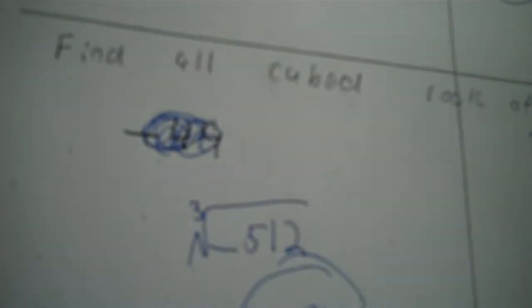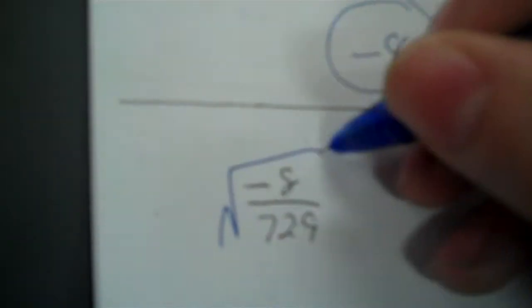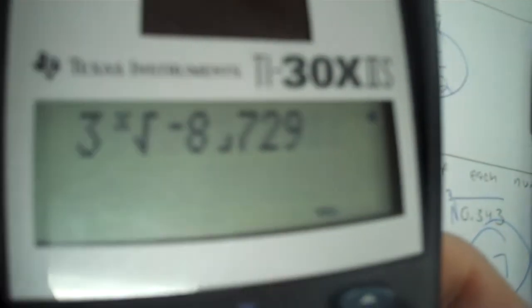Not positive negative though, because it's odd. Okay, just the 1. Okay. So 3, second, caret, negative 8, ABC, 729, got negative 2/9, because the cubed root of negative 8 is negative 2. Why is that? Because negative 2 times negative 2 times negative 2 is negative 8, and then 9 times 9 times 9 is 729, okay.